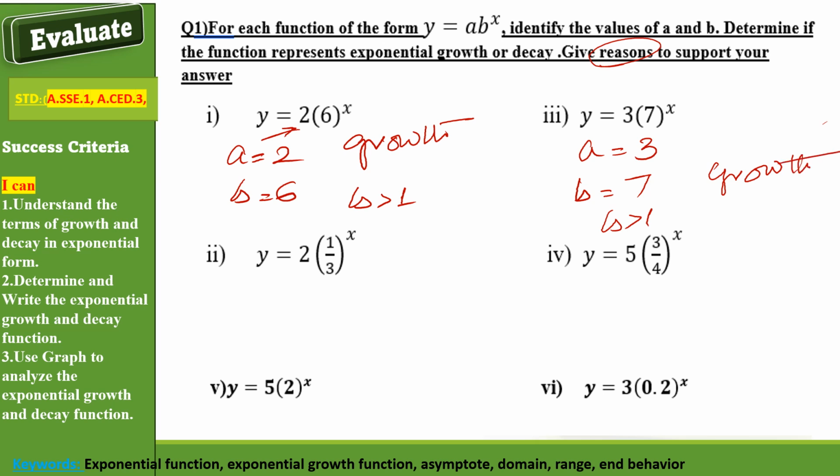The next function is y equals 2 times 1 over 3 to the power of x. The initial value over here is 2, whereas b is 1 over 3. If you write it in decimal, using a calculator or dividing yourself, 1 divided by 3 gives you 0.33333, which is less than 1 and greater than 0. So it shows exponential decay.